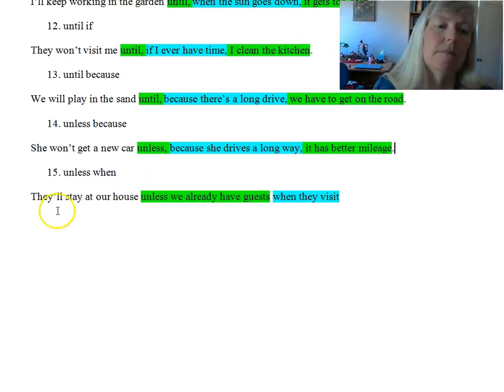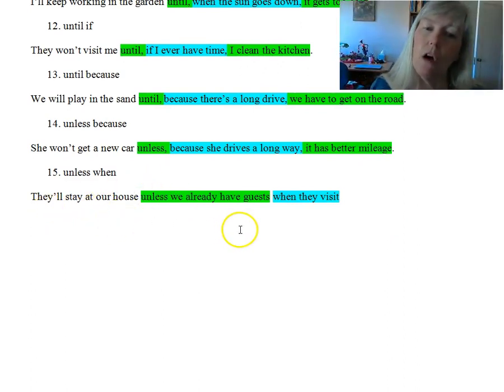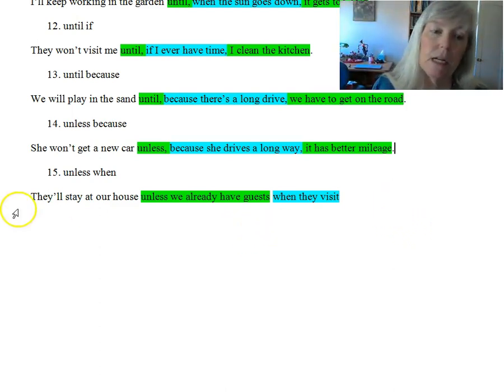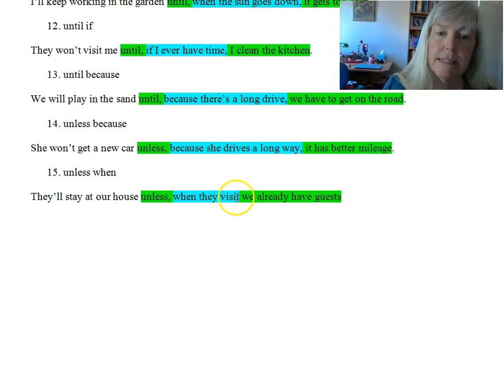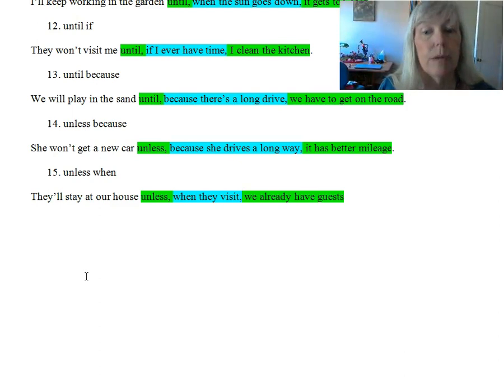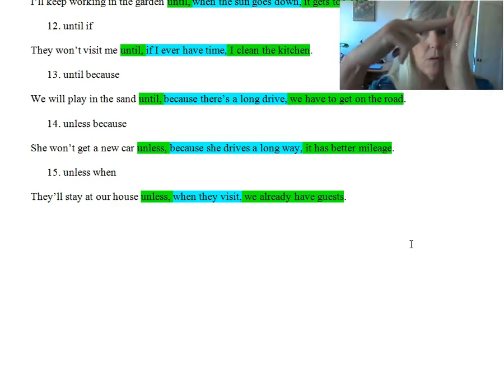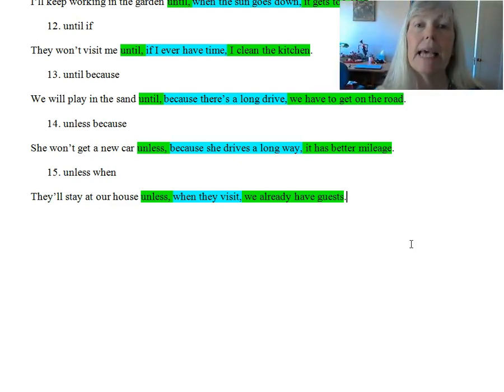Unless and when. They'll stay at our house unless we already have guests when they visit. They'll stay at our house unless, when they visit, we already have guests. Listen to the comma. When you put that clause inside the other clause, you need to make sure there are commas on both sides to show that one thing is inserted into another. Put a period at the end.